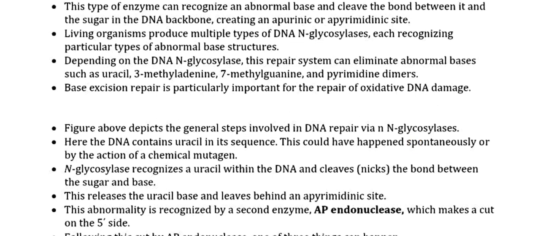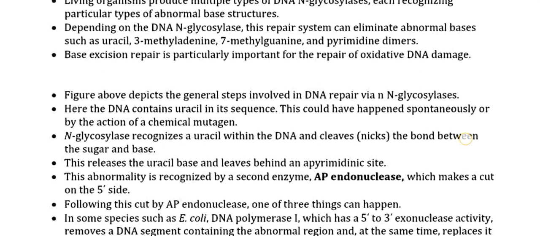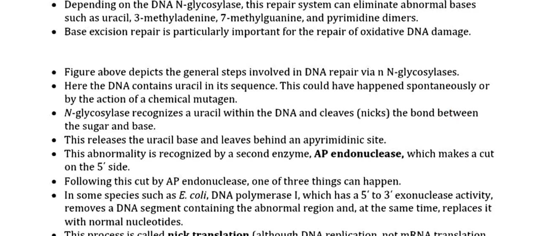Living organisms produce multiple types of DNA N-glycosylase, each recognizing particular types of abnormal base structures. Depending on the DNA N-glycosylase, this repair system can eliminate abnormal bases such as uracil, 3-methyladenine, 7-methylguanine, and pyrimidine dimers. Base excision repair is particularly important for the repair of oxidative DNA damage.